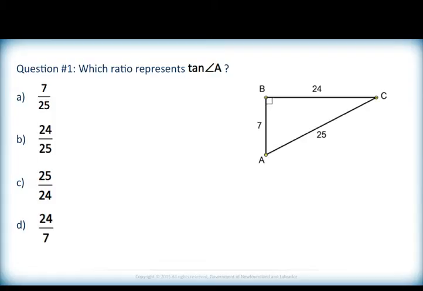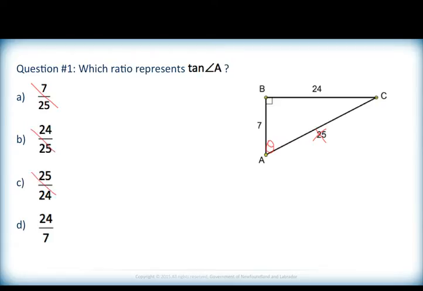So since we're talking about angle A, we can put our theta here for angle A and label our sides first. So we need the opposite and adjacent side. We don't need the hypotenuse. So 25 is not being used. So anything with a 25 we can get rid of. So 7 divided by 25 and 24 divided by 25, 25 divided by 24.